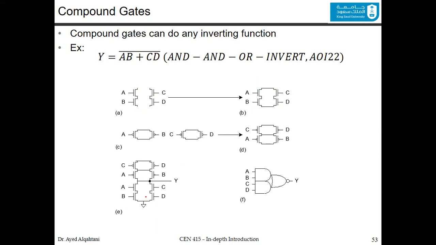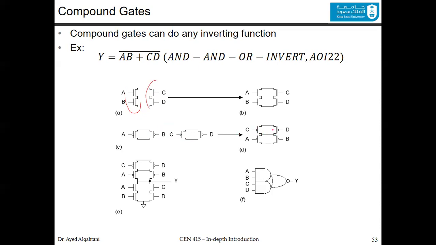Now, in the pull-up network, you will have the duality, which is if you have A and B in series, then they will be in parallel in the PMOS counterpart. The C and D, similarly, they will be in parallel. Now, those two groups were in parallel. We want them to be in series. To have them in series, you will have one on top of the other.